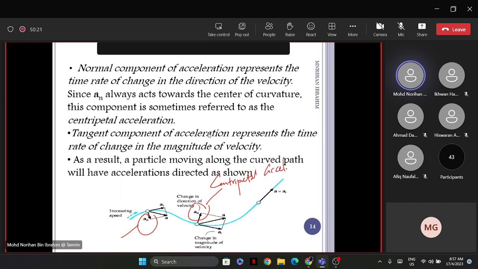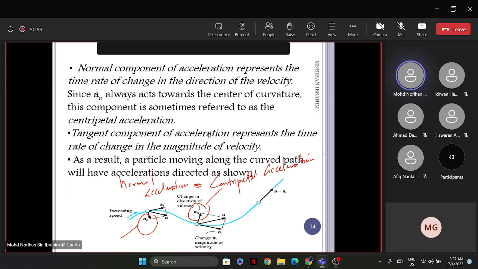Accelerations. So kalau dalam soalan dinyatakan dalam bentuk find the centripetal acceleration, it actually represents the normal acceleration, is equal to centripetal acceleration. So itu adalah AN. Kalau AT, tangent component of acceleration, represents the time rate of change in the magnitude of velocity.